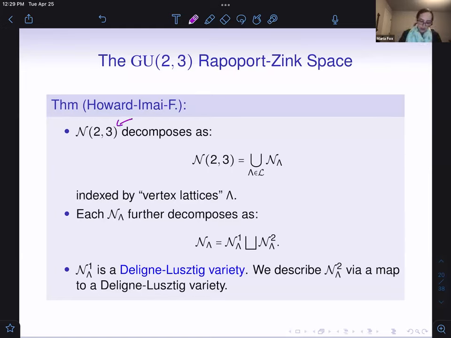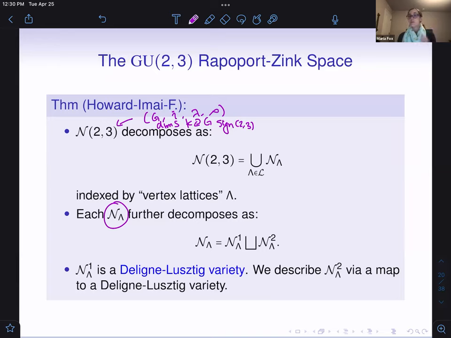In signature 2-3, now we're studying p-divisible groups of dimension 5. We have an action of K of signature 2-3 on the Lie algebra. We have a polarization and a map to the base point. We're studying that moduli space, and we can attempt to do the same thing. We can study an appropriate type of vertex lattices, and we can cut out what we hope to be irreducible components based on those. However, now we are no longer going to cut out just one irreducible component. Each of these pieces will further decompose into, say, a one piece and a two piece.